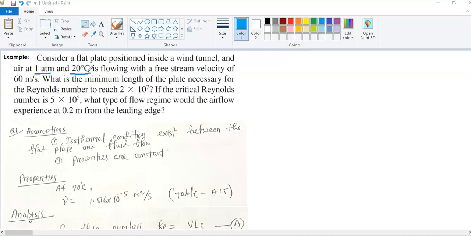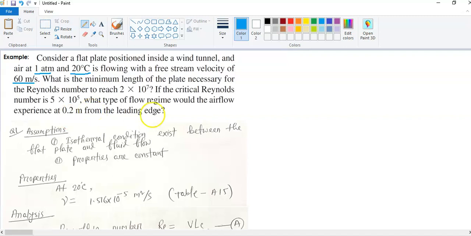So far what we know, we have a flat plate. It is positioned inside a wind tunnel, and the air properties, we have to calculate the properties for 1 ATM and 20 degrees centigrade temperature. So free stream velocity is 60 meter per second. So now the question is, what is the minimum length of the plate necessary for the Reynolds number to reach 2 × 10 to the power 7? And if the critical Reynolds number is 5 × 10 to the power 5, what type of flow regime would be airflow experience at 2 meter from the leading edge?